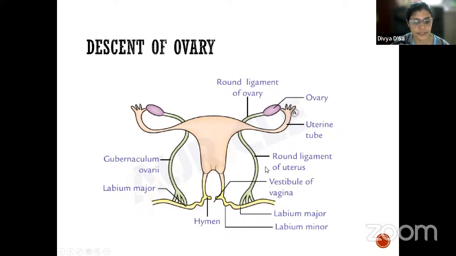Its descent is arrested at the pelvis itself because of the development of the uterus and the broad ligament. So the ovary doesn't come completely down. It is arrested because these structures develop.